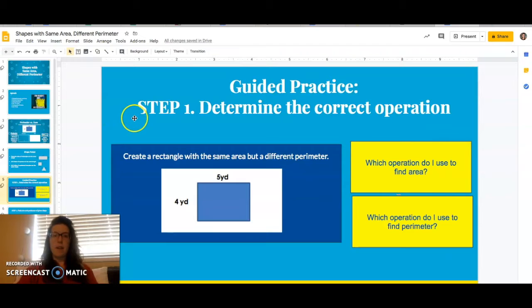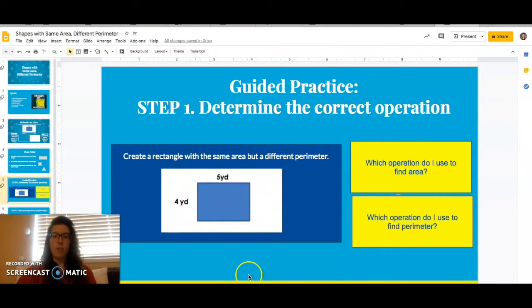So, our guided practice. Step 1. We're going to determine the correct operation, right? Remember, our operations in math are addition, subtraction, multiplication, and division, right? So we have to remind ourselves, which operations do we always use to find area and to find perimeter?